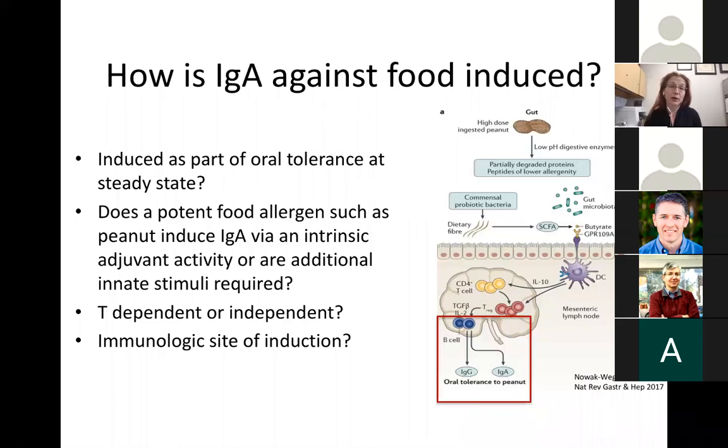We don't actually know. And so one of the questions that's kind of intertwined in this project is really, is IgA part of the oral tolerance mechanism? And if so, does it have a tolerogenic function? And so I think one of the best ways of trying to address that is by understanding exactly how it's made and then perturbing that.